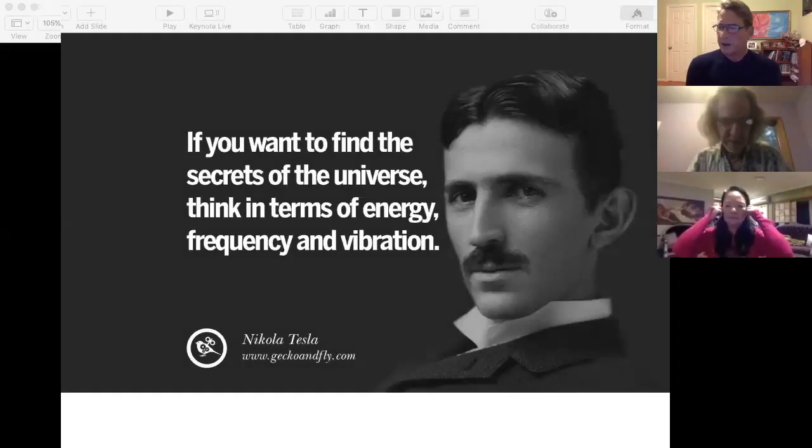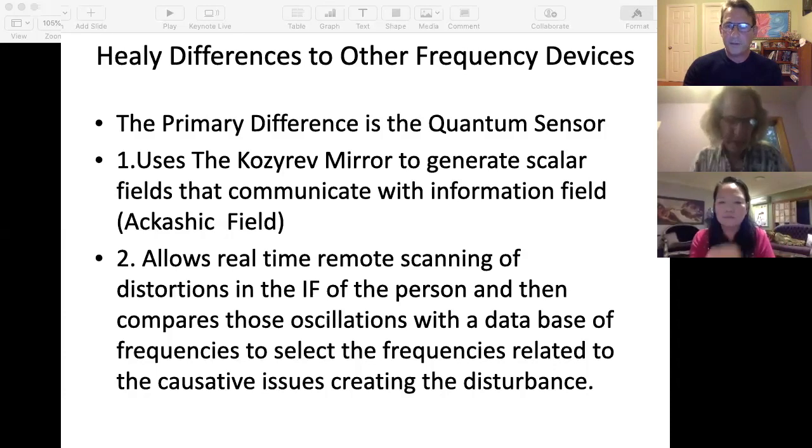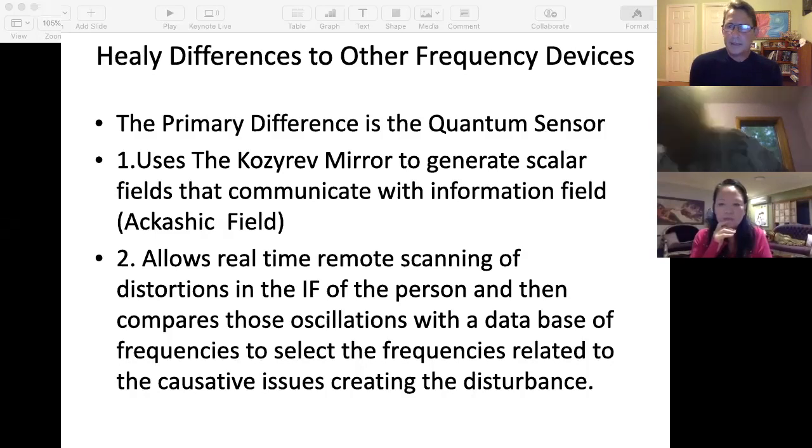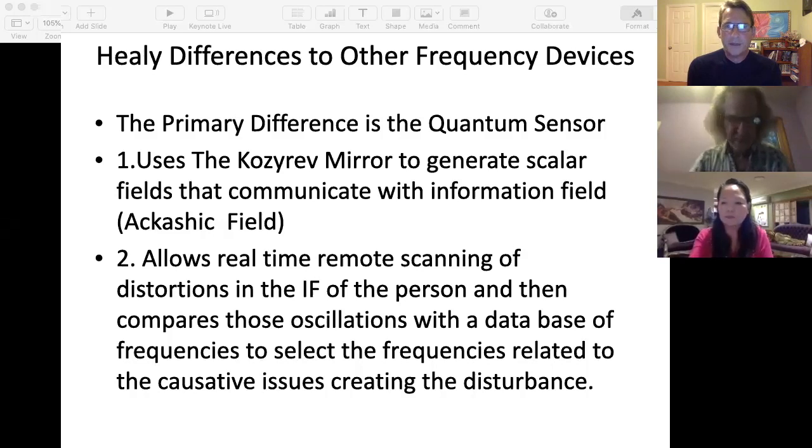So the first topic of our discussion tonight is going to be on the differences between the Healy device and other energy frequency devices that are basically out there and available. There's a growing number because this whole field of quantum medicine is going to be a huge area of development in the field of using energy medicine. It's going to be a major growth area for our industries and healthcare.